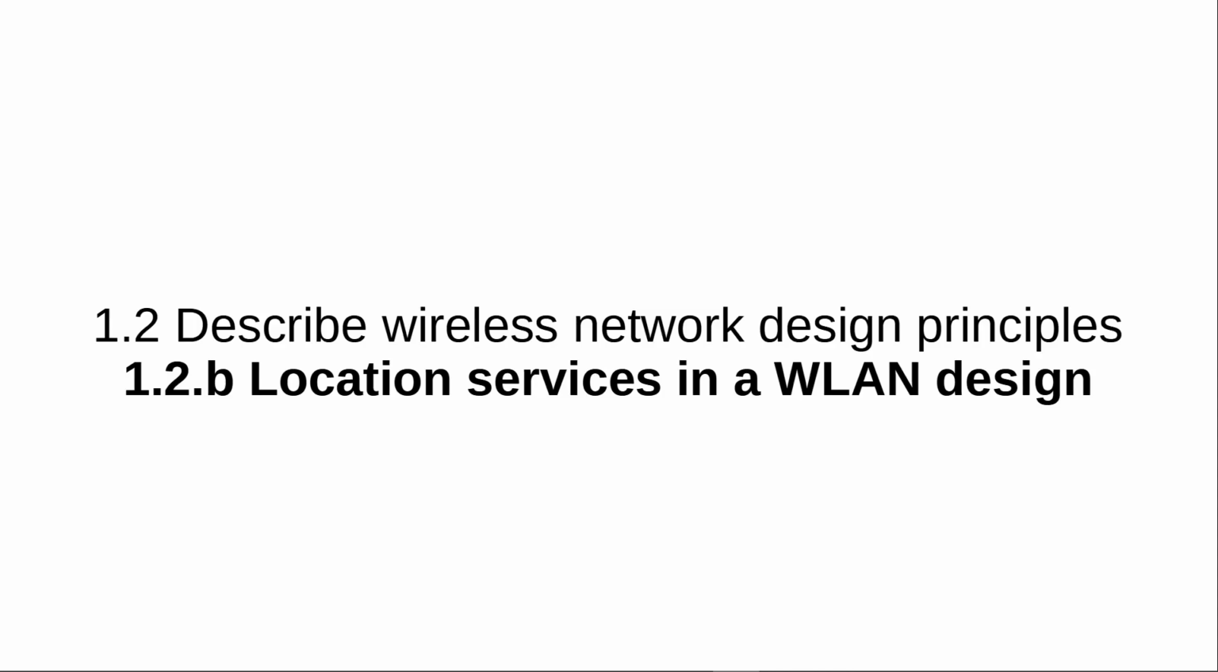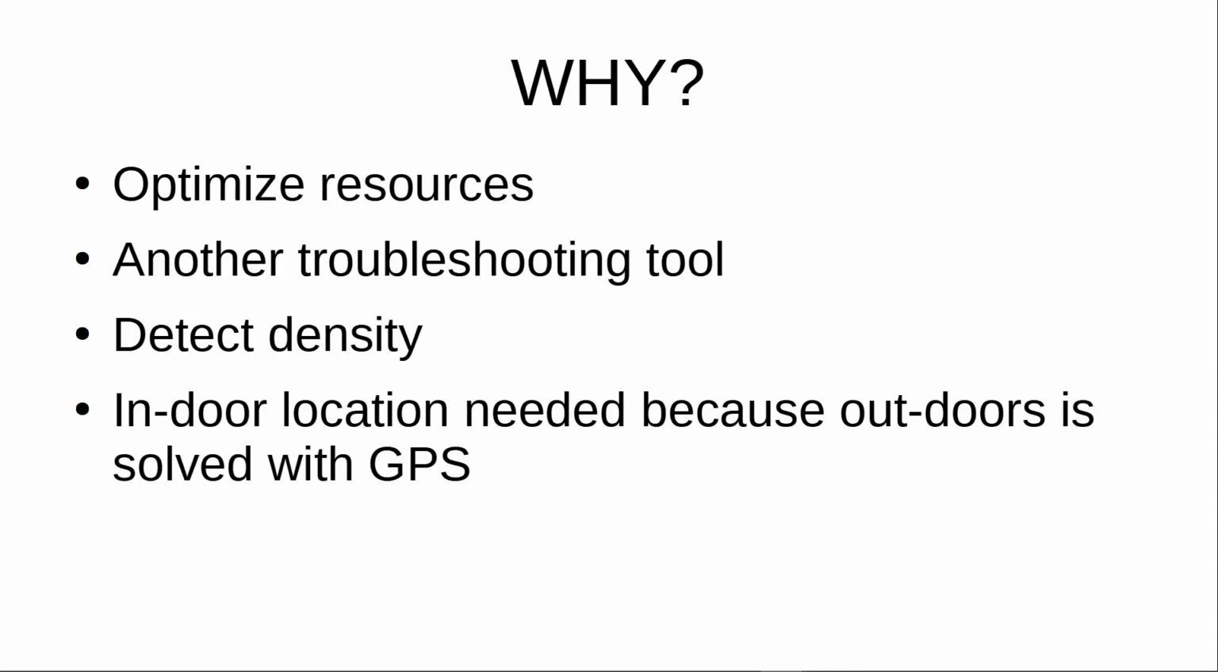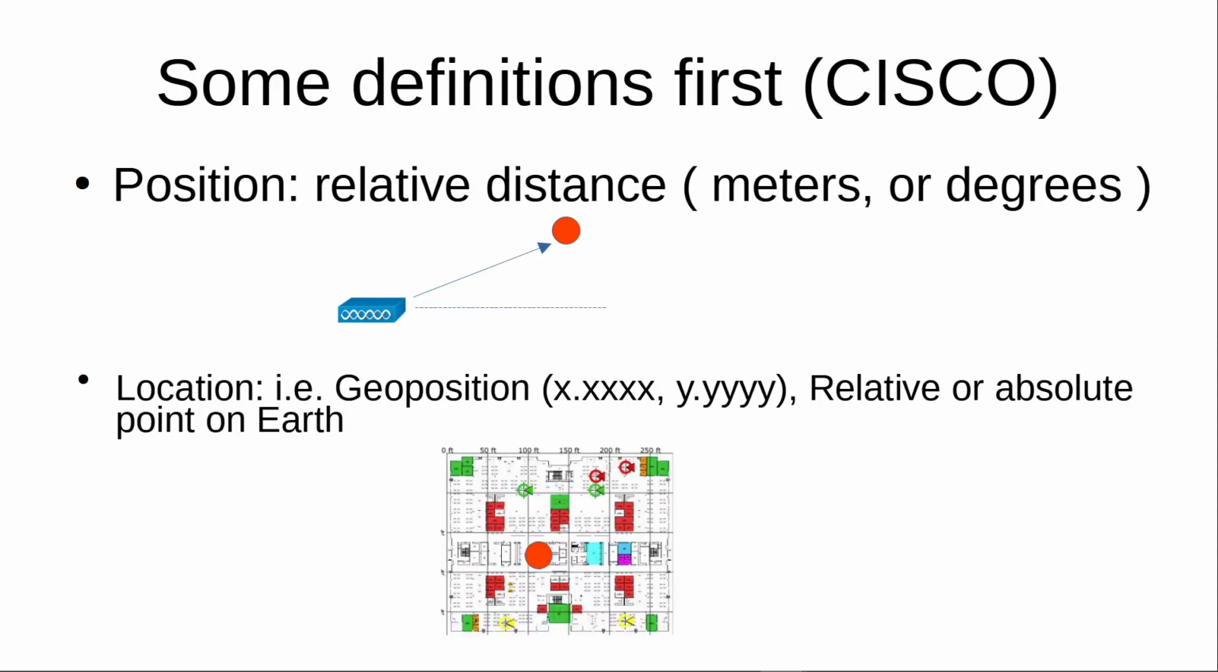Let's see in this chapter location services in a wireless LAN design. Why do you need to learn this? Because this tool will help you optimize resources. It can become another troubleshooting tool. It can help you detect density. Remember that indoor location is needed because outdoor location is solved with the use of GPS.